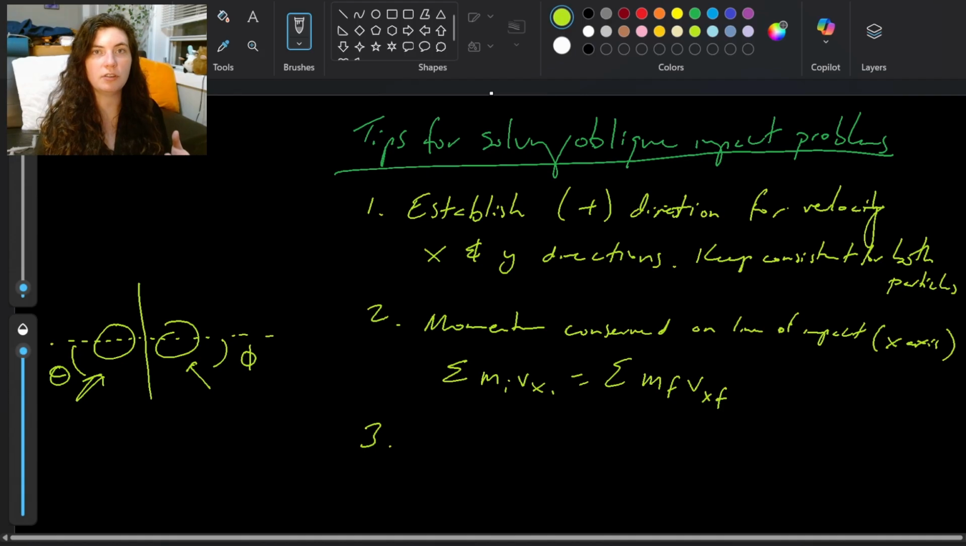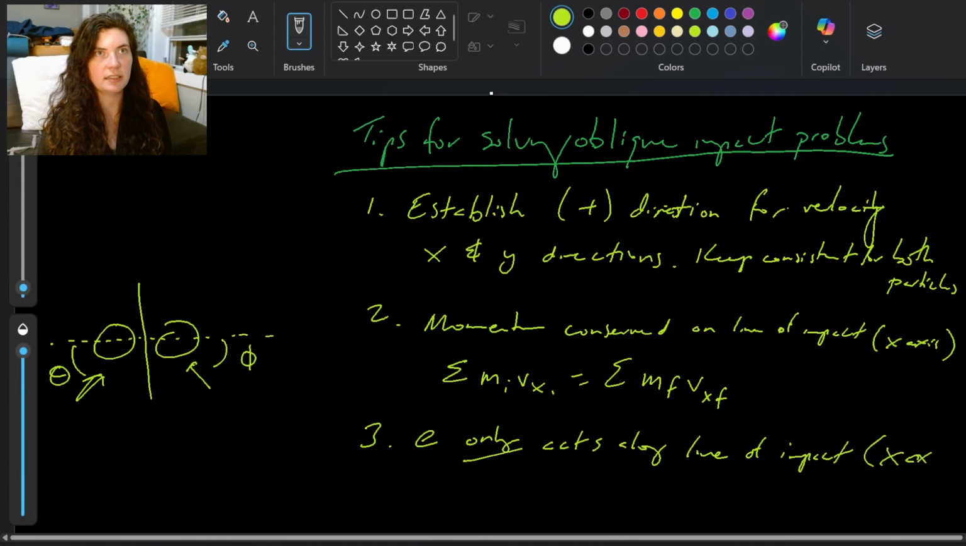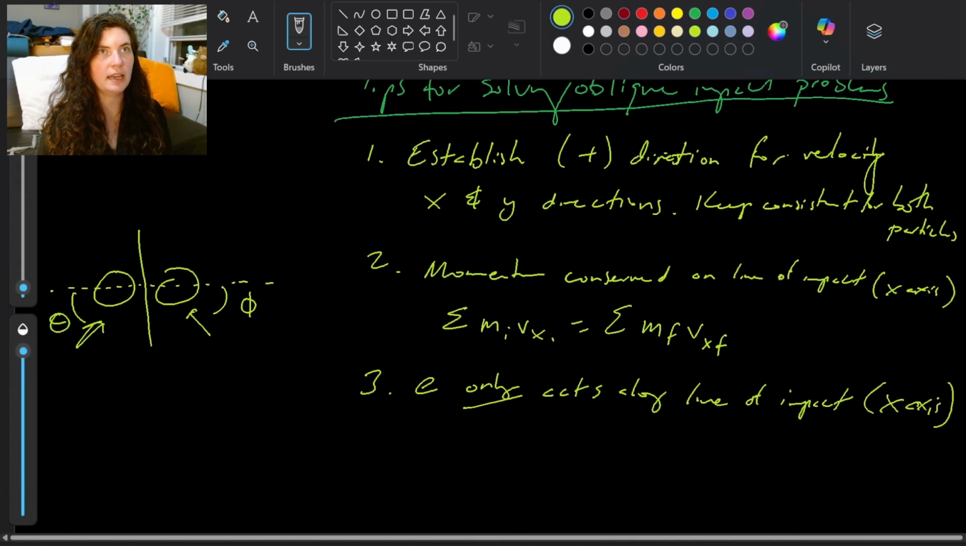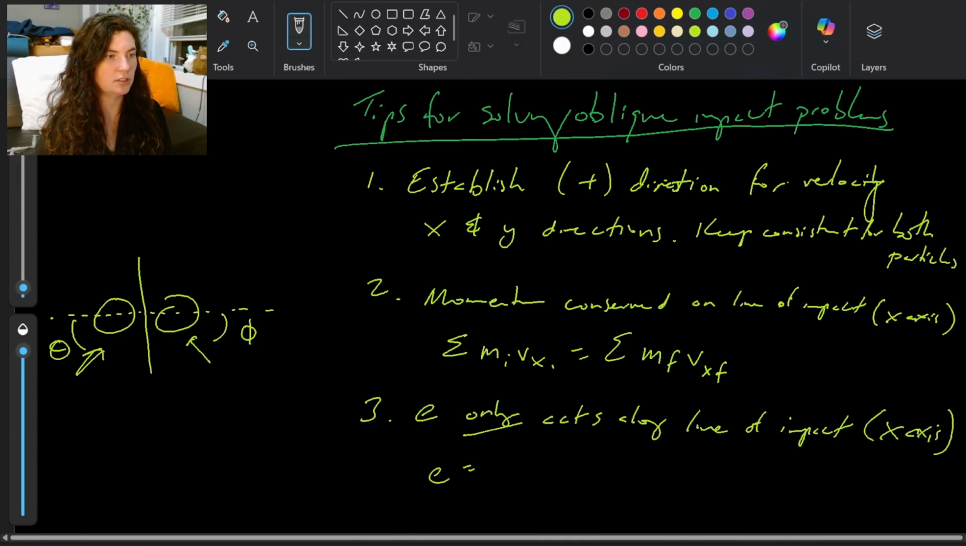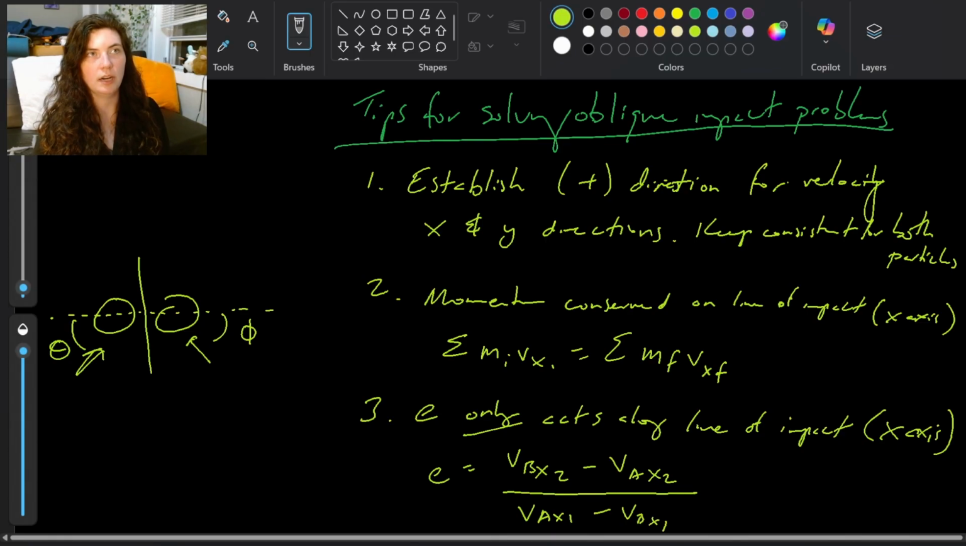Also with that, the coefficient of restitution only acts on the line of impact. It does not act on the y-axis. It does not act on your plane of contact. Your coefficient of restitution only acts along the line of impact. Again, typically your x-axis. So in this case, the coefficient of restitution is going to be VBX component 2 minus VAX component 2 all over VAX component initial minus VBX component initial. Right, so the coefficient of restitution only acts along the line of impact on our x-axis.